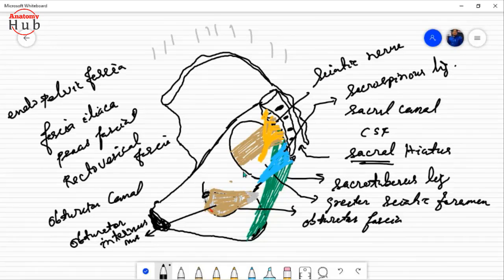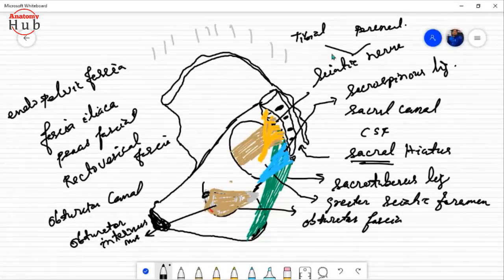So sometimes what we find, in 80% of cases, the sciatic nerve is passing through this inferior part of the greater sciatic foramen. But in some cases you will find this. This is actually because the sciatic nerve has two components, right? You'll see that it has two components. One is your tibial component, and one is your peroneal component.